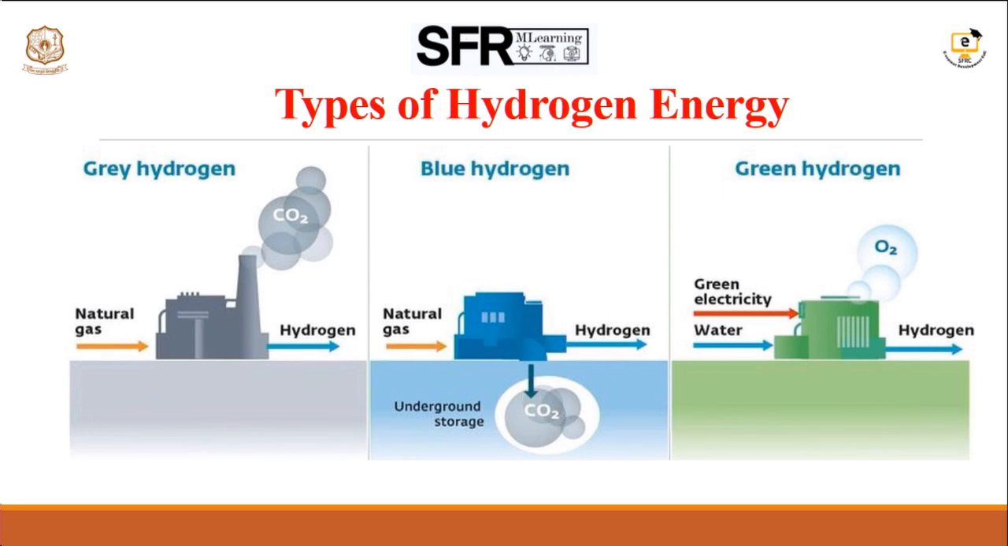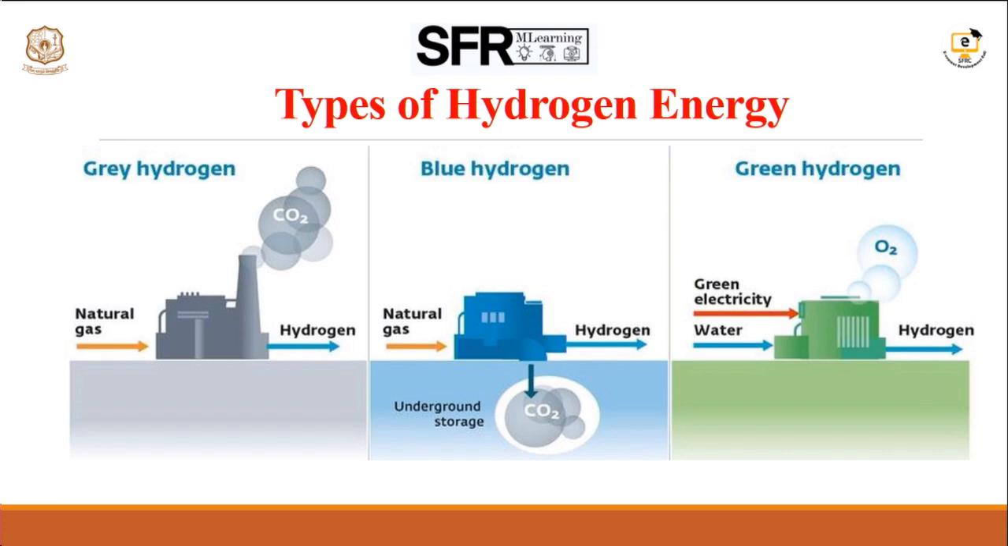Then, what are the types of hydrogen energy? There are basic types of formation of hydrogen energy with different colors such as grey, blue and green. In the case of grey hydrogen, we are using natural gas and the output is hydrogen. So this is the diagram for grey hydrogen.